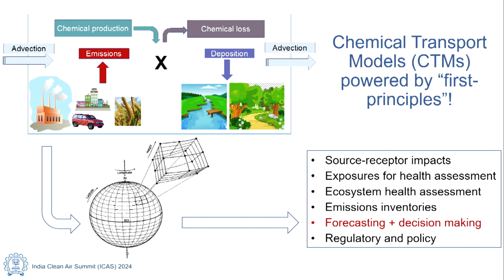And CTMs, chemical transport models, are just a fancy way of calling an air quality model with very strong chemistry representations in it. So CTMs, which are first principle powered, can help us discern source receptor impacts. Then you can use those relationships for ecosystem and health assessments, like we saw in the global burden of disease maps that some of our speakers earlier today showed us.